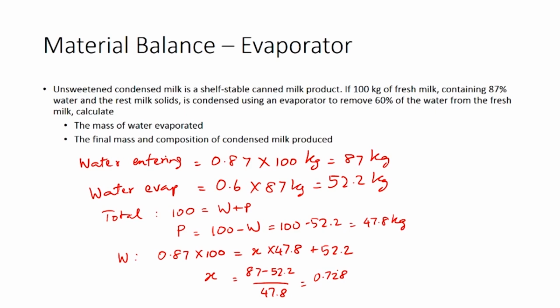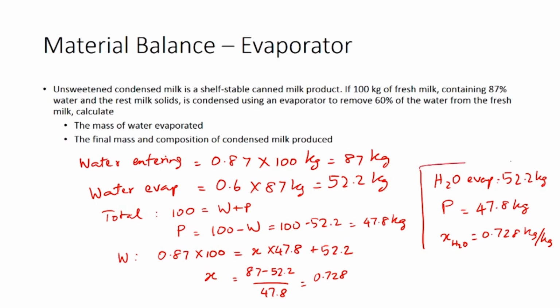So, now the final answers are: water evaporated is equal to 52.2 kilograms, final product produced, which is the condensed milk, is 47.8 kilograms, and this contains water at 0.728 kilograms per kilogram. So, this gives you the final answers.